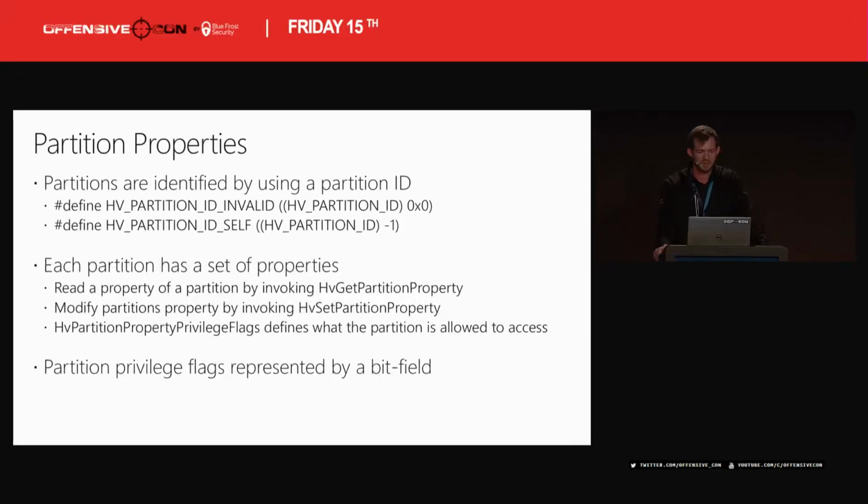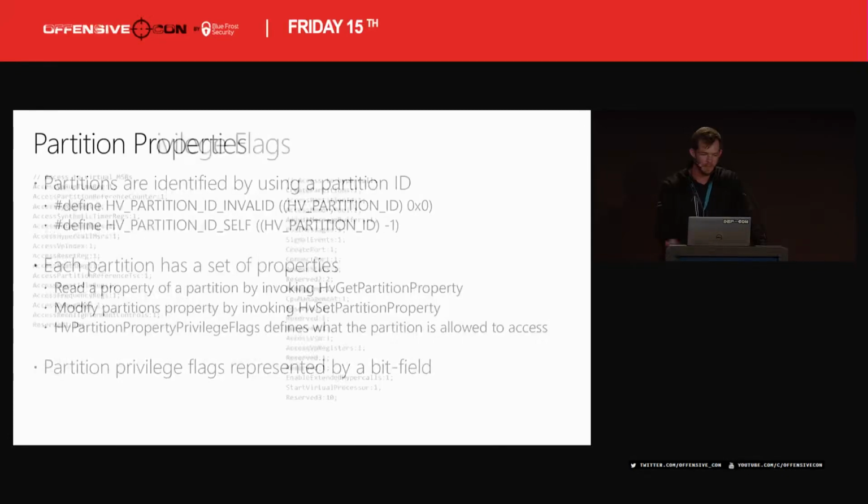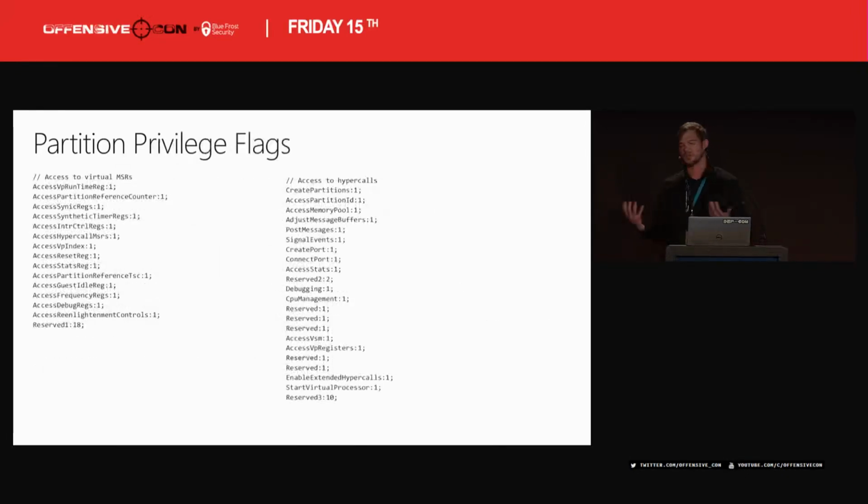Each partition is going to have a set of properties, and you can query them and modify them, but the ones we really care about are these privilege flags, which are represented by a bit field. These are all the possible privileges that a partition can have. They're documented in the TLFS, so I'm not going to go through each one, but the key point to understand here is what the default privileges are on a child partition, and what the default is for a root.